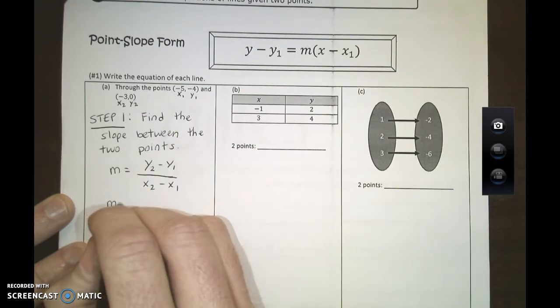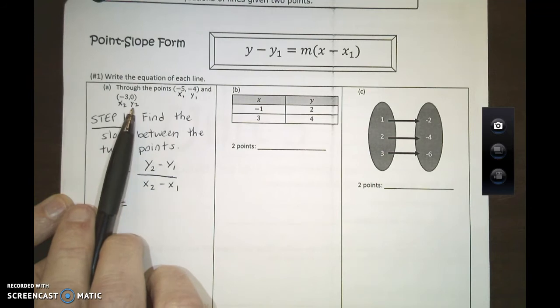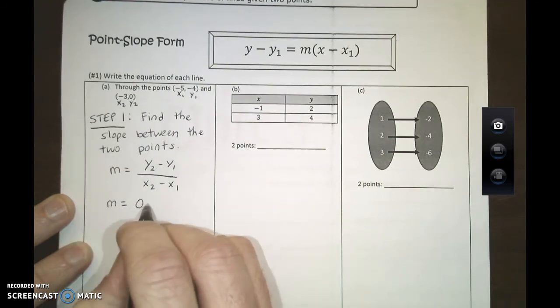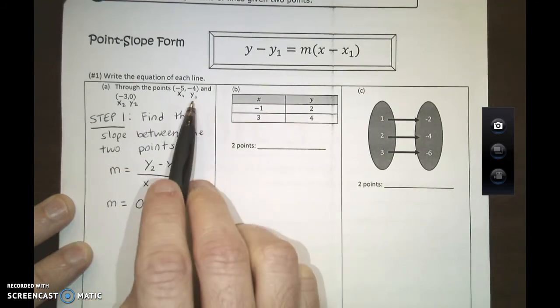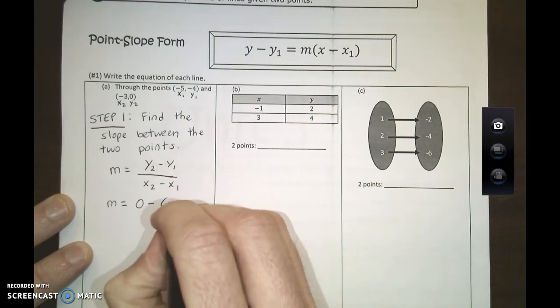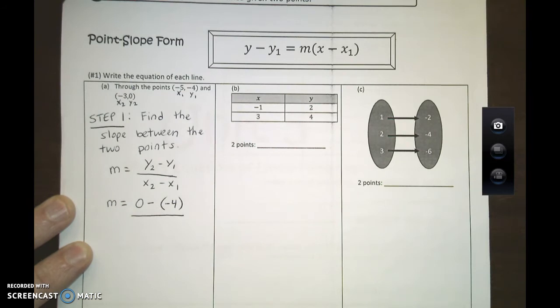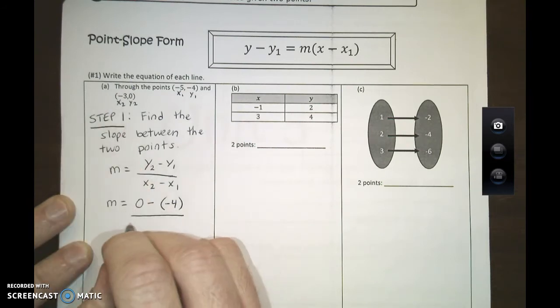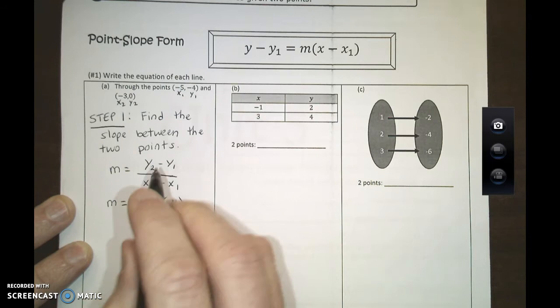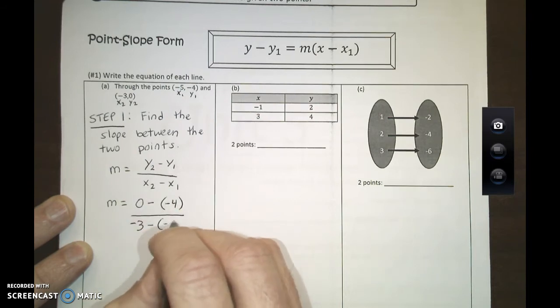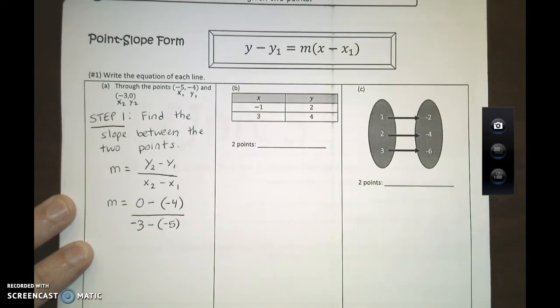So my slope is going to be y sub 2, which is 0, minus y sub 1, which is negative 4, over x sub 2, which is negative 3, minus x1, which is negative 5.